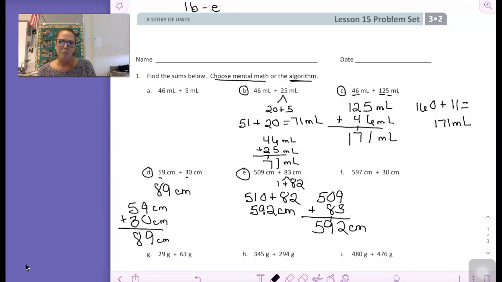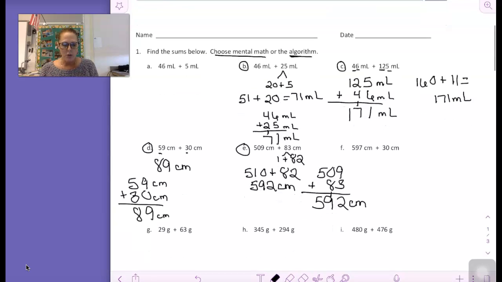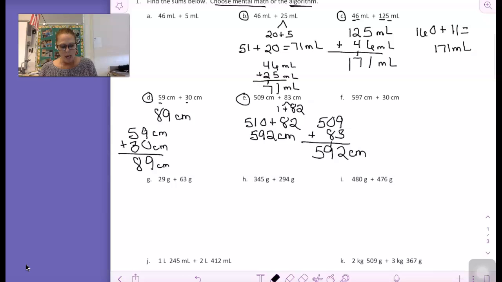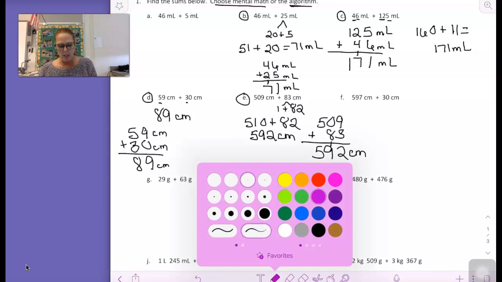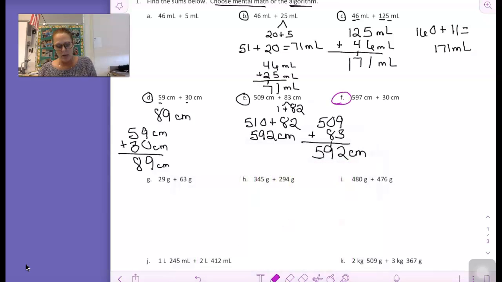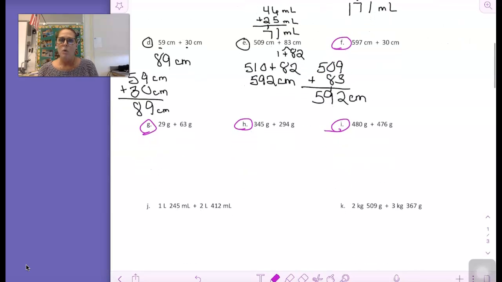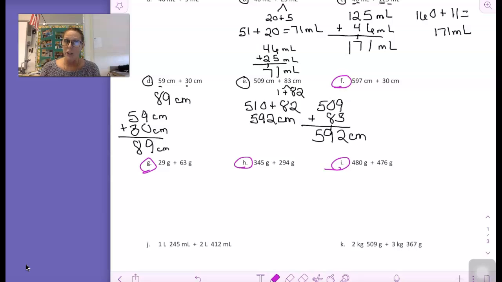I would like you to choose one of the questions, I want you to do letter F, G, H, I, one of those four on your own. And then you're going to submit that to me so that I can make sure that you're doing it correctly on your problem set. Let's take a look at letter J.